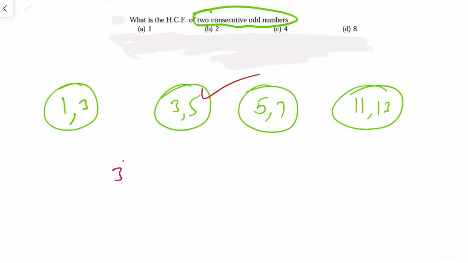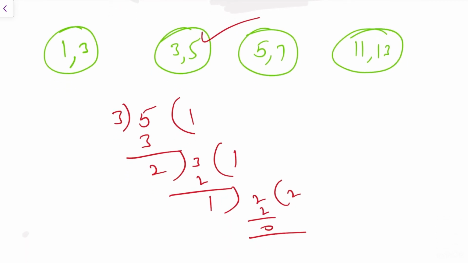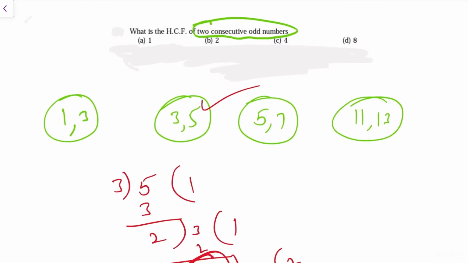Let us find the HCF of 3 and 5. 3 1s are 3, 5 minus 3 is 2, so again 3 comes here, 2 1s are 2, remainder 1, then 1 2s are 2. So I can confirm that the HCF of 3 and 5 is 1. Not only for 3 and 5, any pair of consecutive odd numbers you take, the HCF is always 1 only. So the HCF of two consecutive odd numbers is 1.